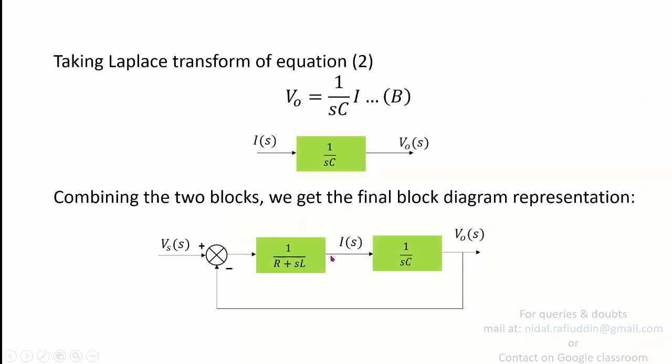Then the output from this block, which was nothing but I, is fed to this block, and the output of this block is nothing but V naught.